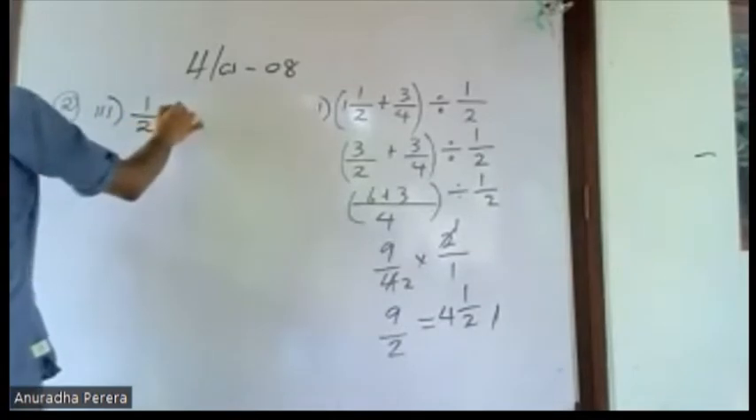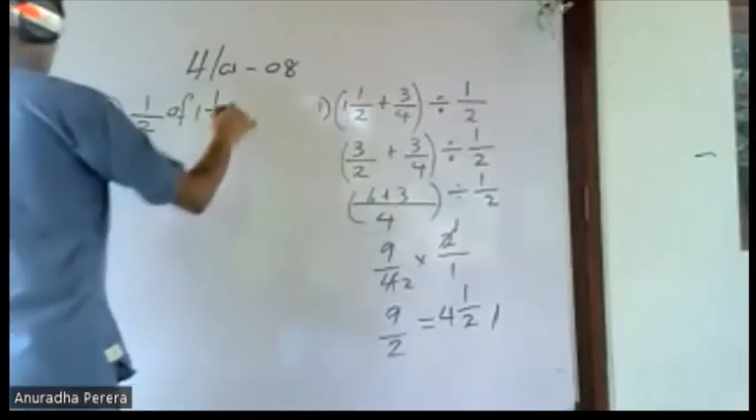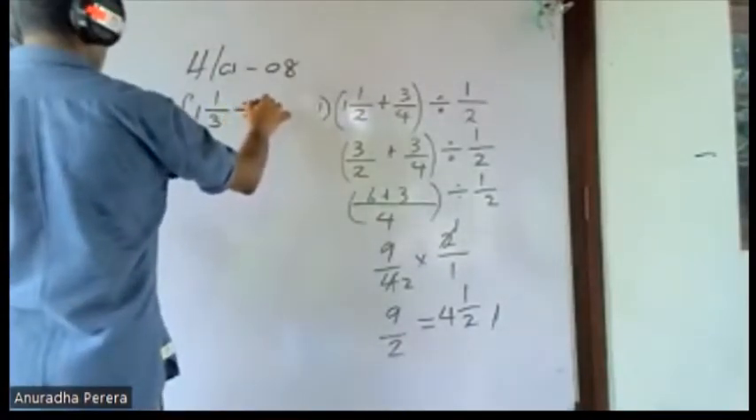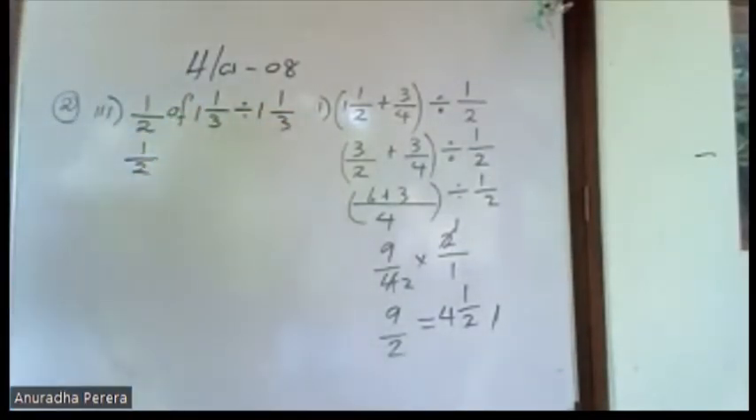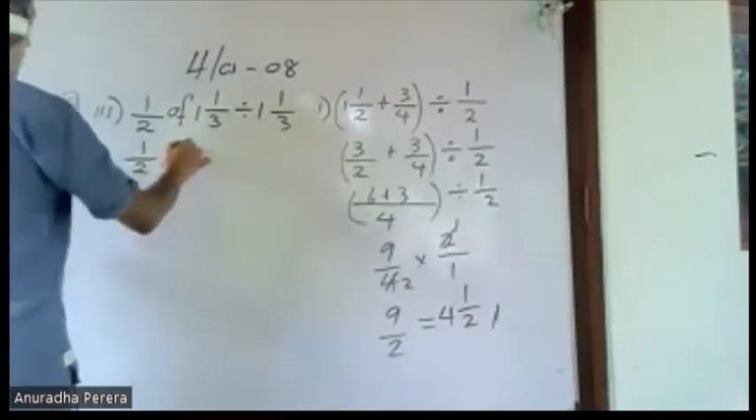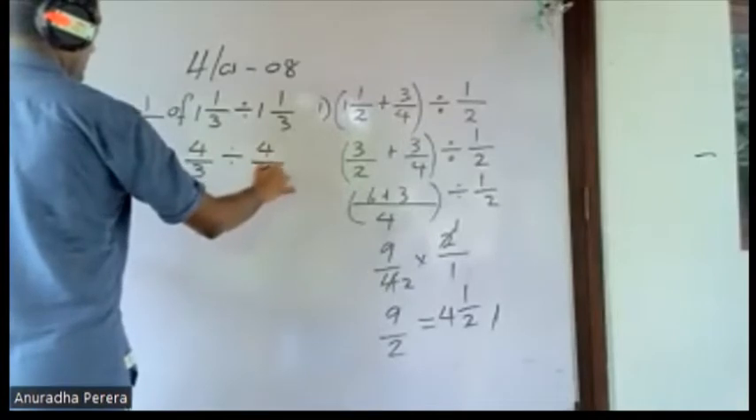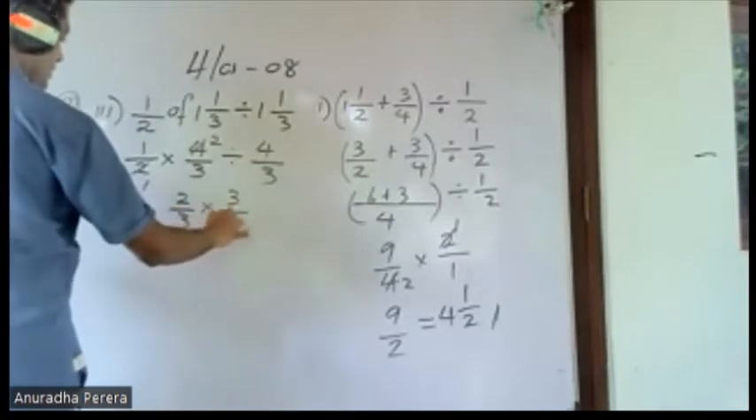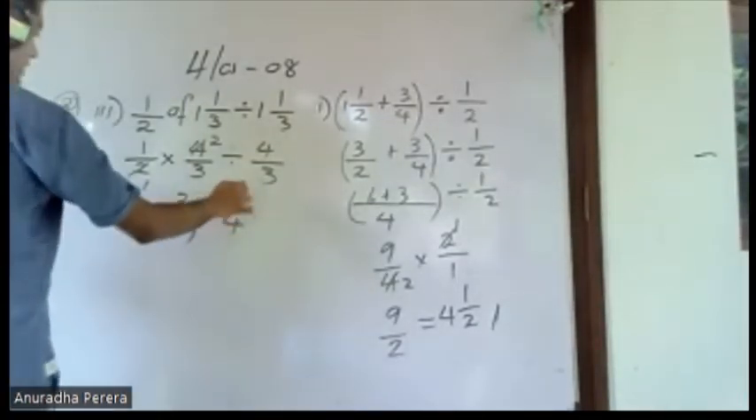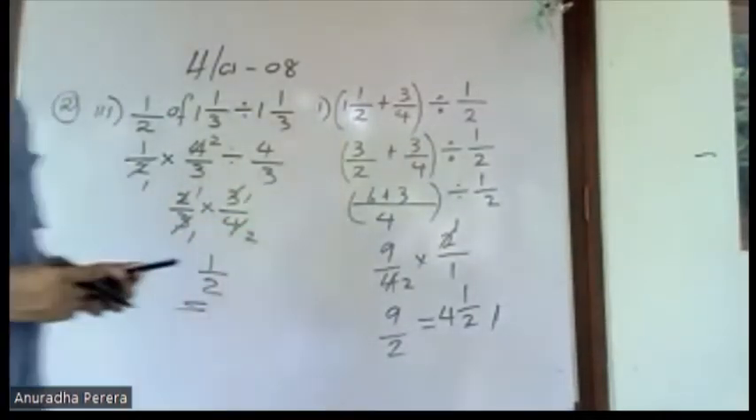Half of 1/3. Half. You have to do of. 4/3. Simplify by 2. 2/3 multiplied by the reciprocal 3/4. Then simplify by 3 and also by 2. The answer is half. Yes, it is half.